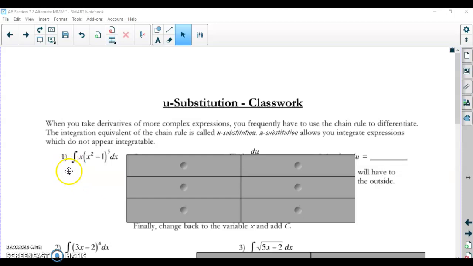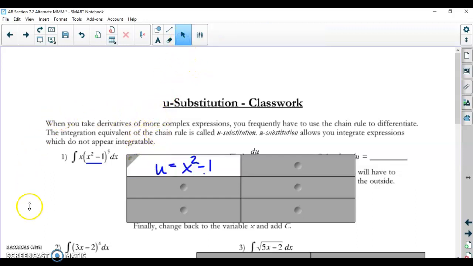The first one I'd like to do here is number 1, the integral of x times the quantity x squared minus 1 to the 5th power dx. Certainly looks a little bit complicated for us to just do it because we recognize what it is. I don't think that's the case. So let's trot out U substitution and let's see what we can do. What I notice here is I've got this inside piece, this x squared minus 1, that is inside of the 5th power. That might be a good candidate for our u.